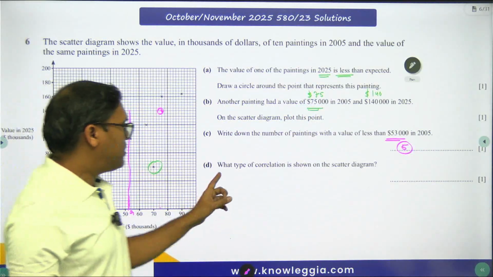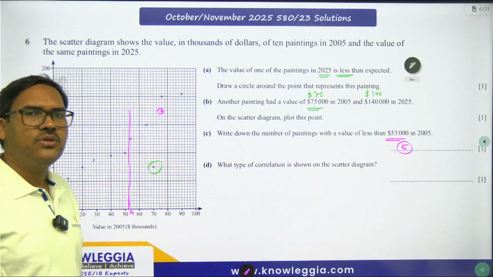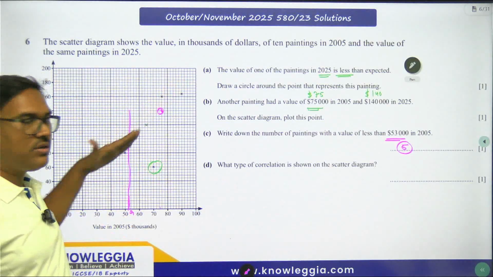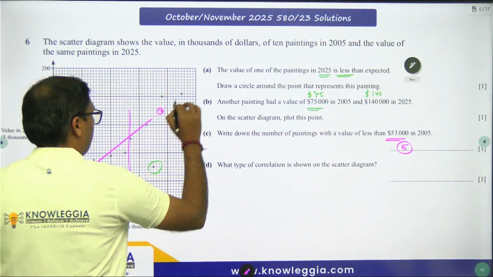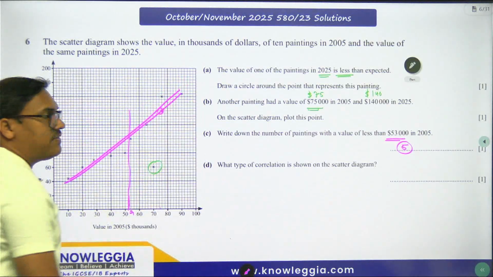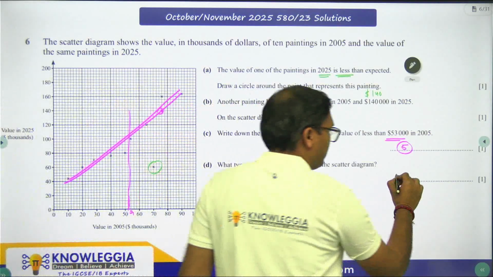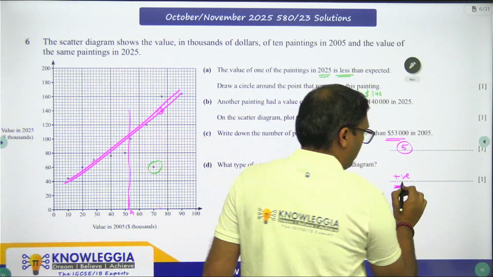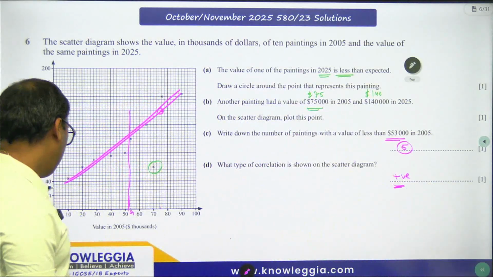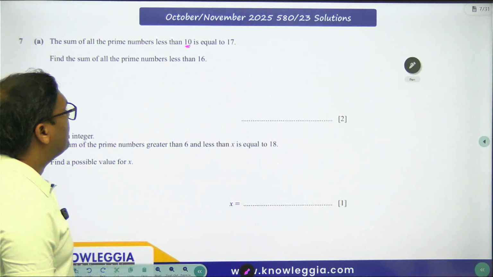What type of correlation is this diagram showing? You can see this is a positive correlation, because if you draw the line of best fit, you will get a positive sloping line. So this is a positive correlation. This is how we can answer this question. Okay. Now the next question.